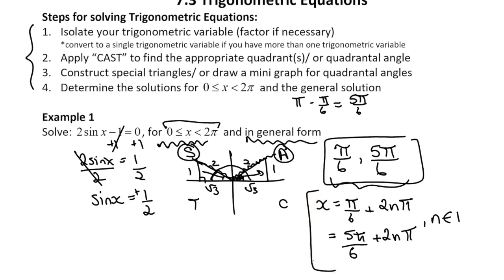Let's take a look at the steps now, and let's see what we did just to confirm that we followed the step-by-step process. We isolated our variable. Then we applied our CAST, we wrote out our CAST, and we said we're in quadrant 1 and 2. We constructed our special angle triangles. We saw that we had a 30, 60, 90 triangle, and we found our solutions from 0 to 2 pi.